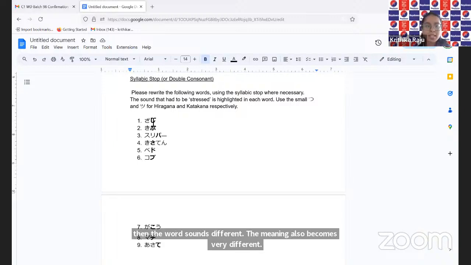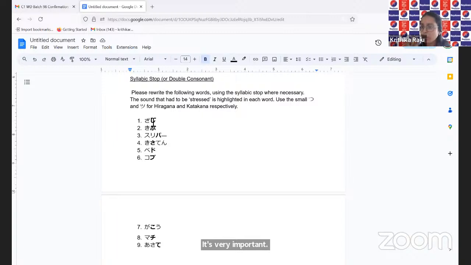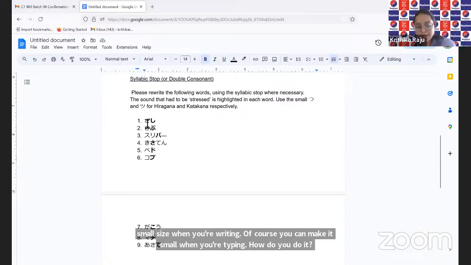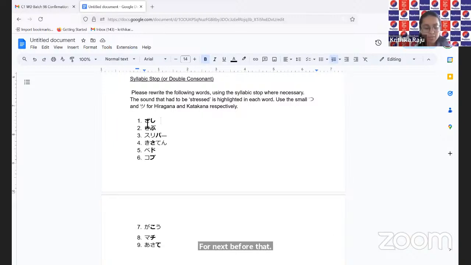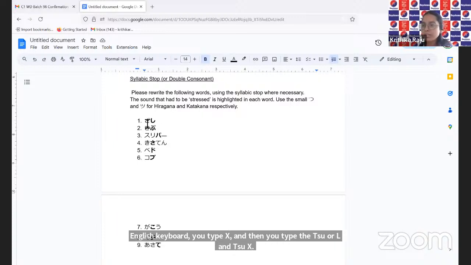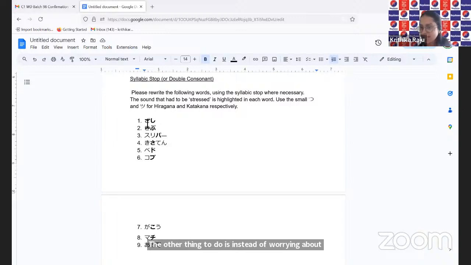It's very important to note that for the syllabic stop, you'll always use the small tsu, whether it is hiragana or katakana. When you're writing, of course, you can make it small. When you're typing, how do you do it? You type an X before typing the command. Yes, very good. So you type an X first on the keyboard. On an English keyboard, you type X and then TSU, or L and TSU. The other thing to do, instead of worrying about each kana, is you can just type it. For instance, what is the first word?